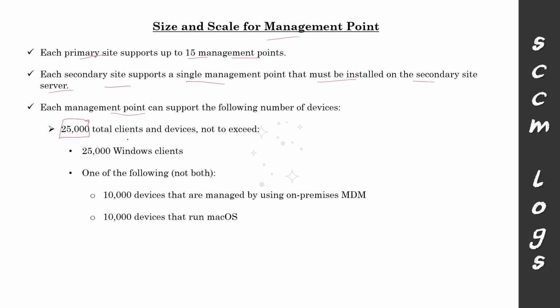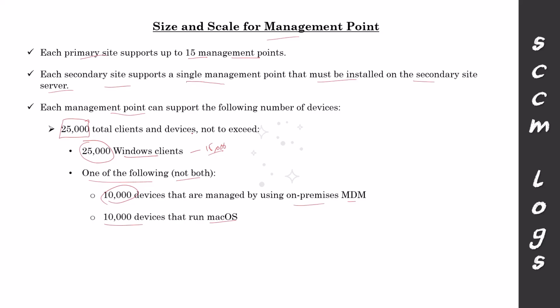When it comes to devices, a total of 25,000 devices can be managed by the management point. Out of 25,000, we can have the complete 25,000 Windows clients. Otherwise, we can have 15,000 Windows clients, and then one of the following, not both: 10,000 on-premises MDM devices or 10,000 macOS devices. Like that, we can fulfill the 25,000 client devices.